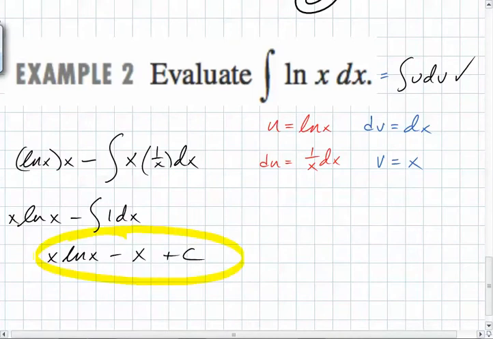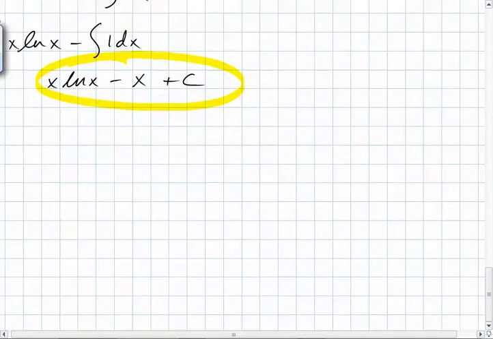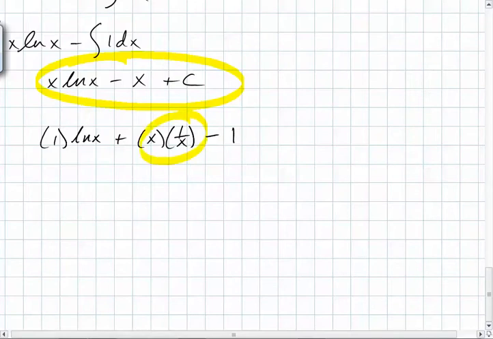Not integrate, we want to differentiate. So if we actually spend time differentiating this, we get the derivative of the first times the second plus the first times the derivative of the second. And look what happens. What's x times 1 over x? 1. Yay, it's gone, and what are you left with?